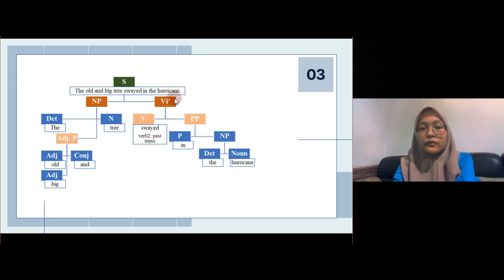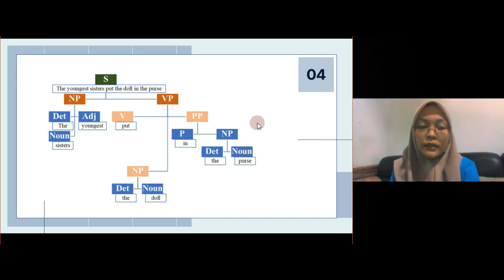The second node is the verb phrase, divided into two nodes, which are verb and prepositional phrase. We can see that swayed is a verb 2 of the word sway, and below the prepositional phrase there are preposition and noun phrase, in which in is a preposition, and below the noun phrase there are determiner and noun, which is: the is a determiner and hurricane is a noun.